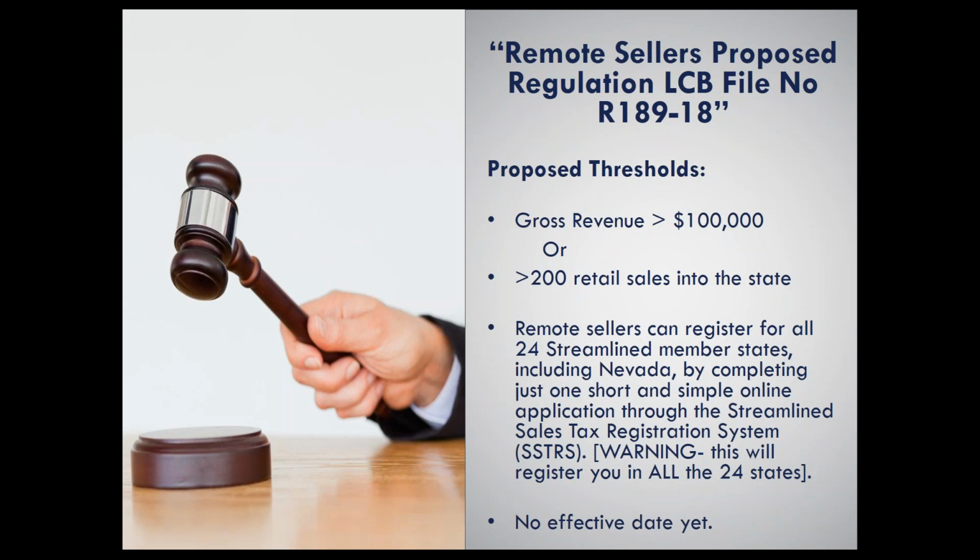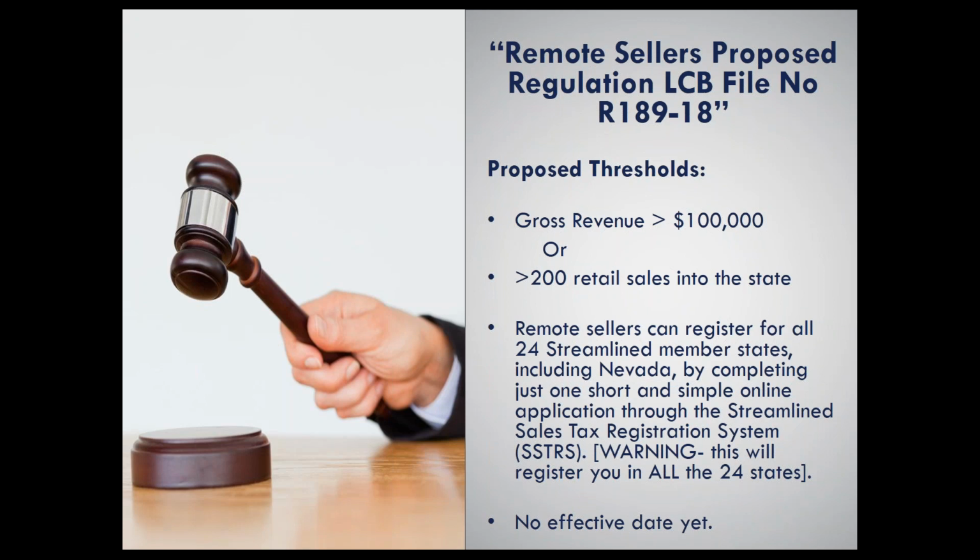Anybody can find this on the Nevada website. This is some of the proposed regulation for Nevada. They're proposing that any gross receipts or gross revenue over $100,000, or any over 200 retail transactions, creates nexus. So how does anybody account for that? Our firm has done quite a few webinars on WAYFAIR.